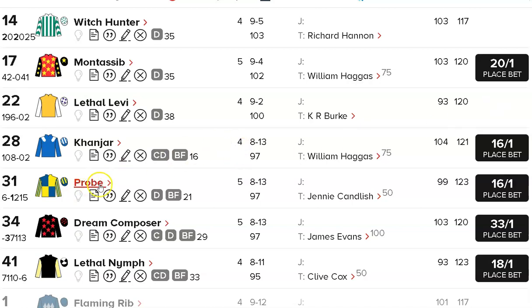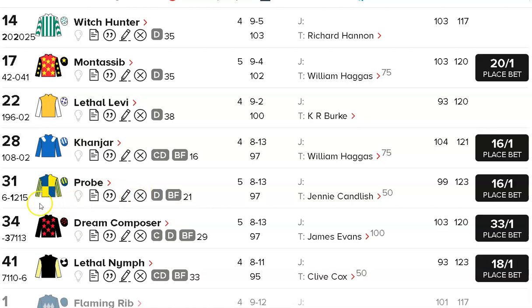So I know, for instance, that Probe ran in the big race at Ascot, so I'm going to take him out. He's got every chance. He's progressive. He's the right age, but I'm going to take him out. And he definitely wants cutting in the ground. He's another one. If it comes up softer, he might have a big chance.